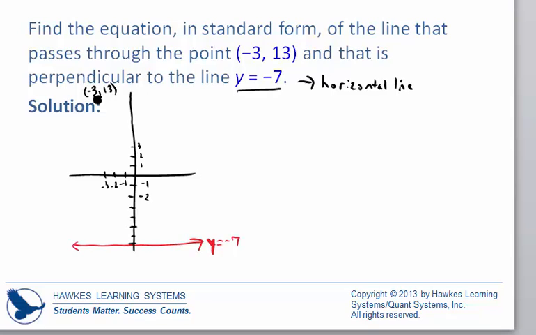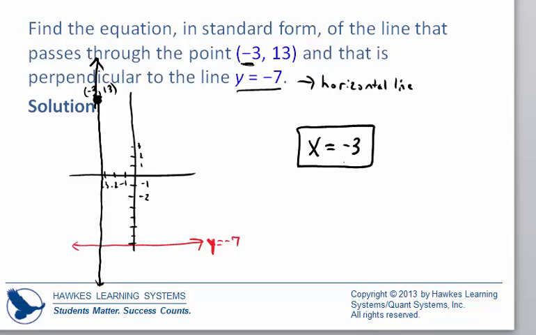If it's perpendicular to the red line and it passes through that point, then the line is going to have to do something like this. And so that line is a vertical line. And so the equation of a vertical line also only has one variable, but it has an x. And what is x equal to? Well, for every point along this line, the x is equal to -3. And so our solution there for the perpendicular line is going to be x is equal to -3.